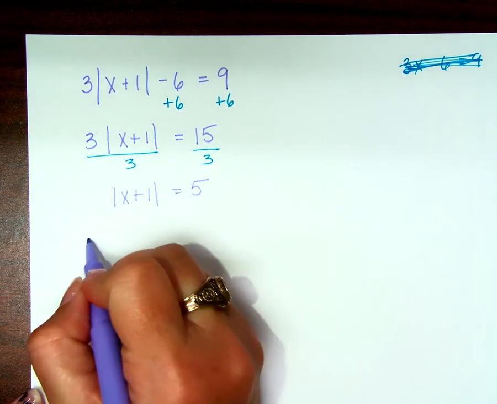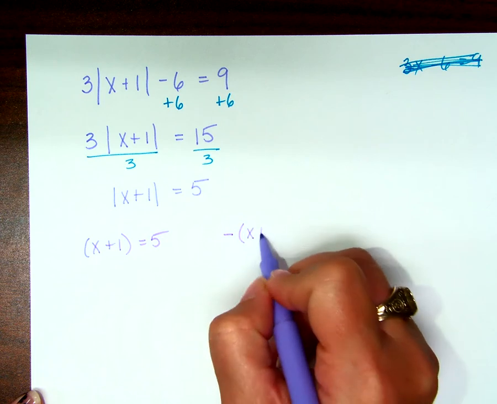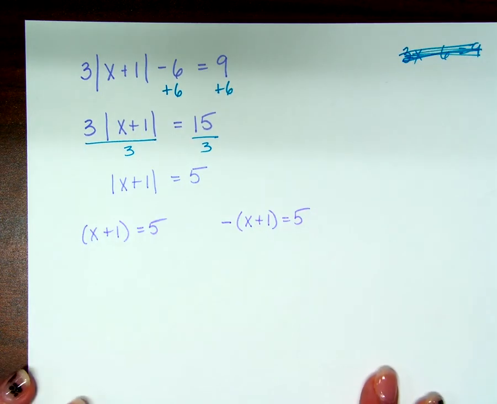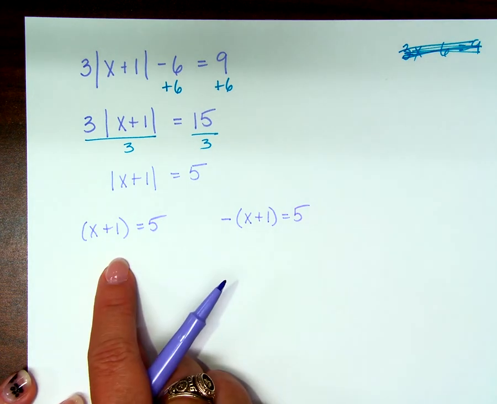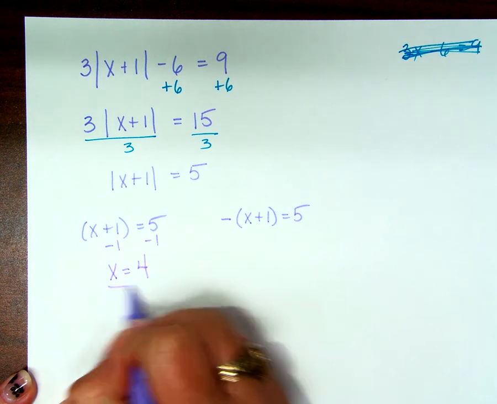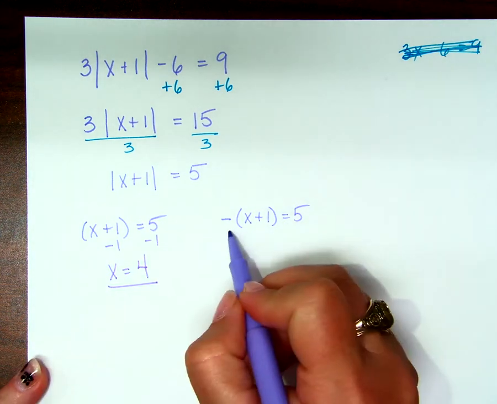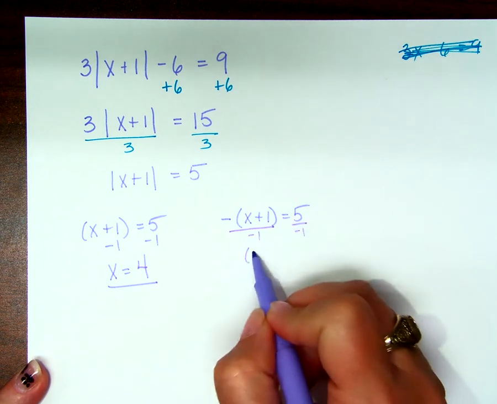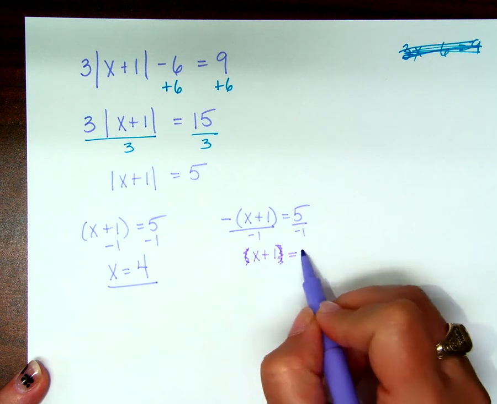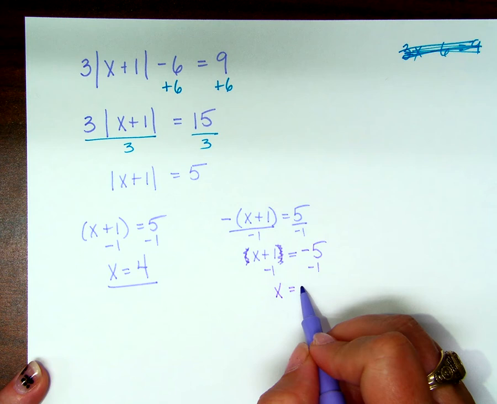Yep, 2 parts, right? 1 positive, x plus 1 equals 5. 1 negative, negative x plus 1 equals 5. How do we solve the left one? Subtract 1 from both sides. X equals 4. How do I solve the right-hand side? Divide by negative 1. X plus 1 equals negative 5. If I subtract 1, x equals negative 6.